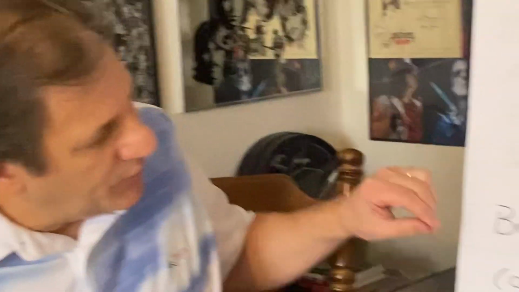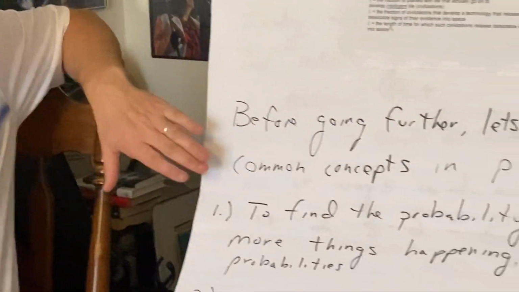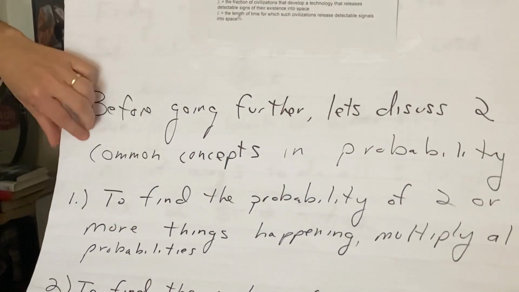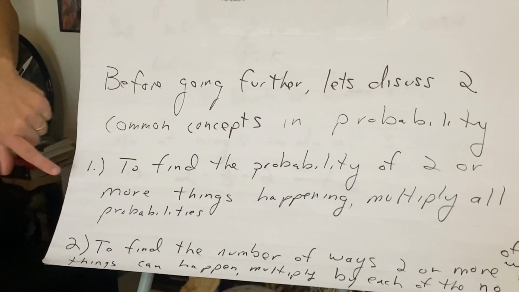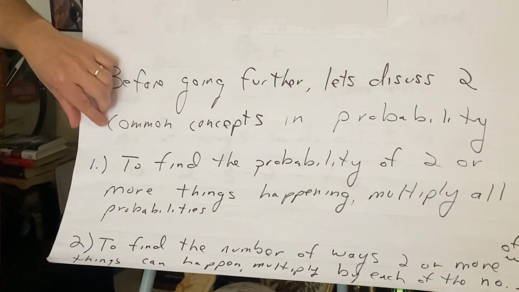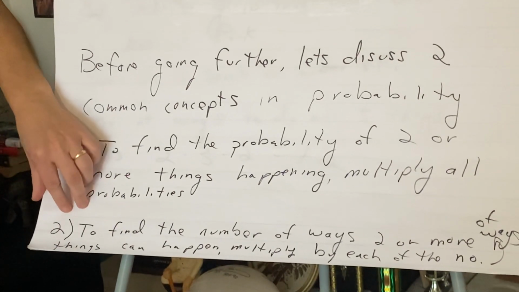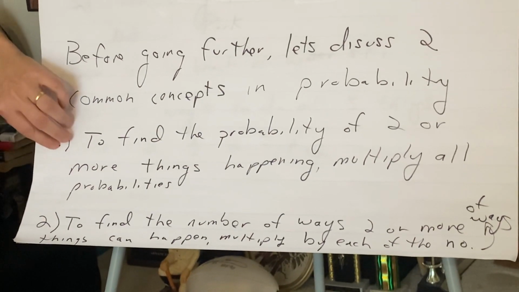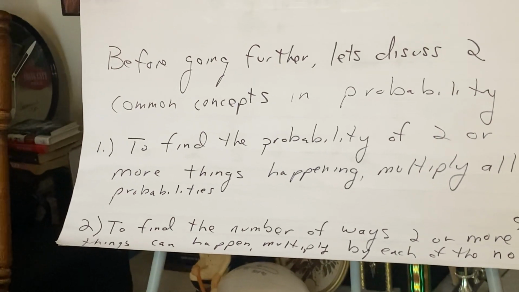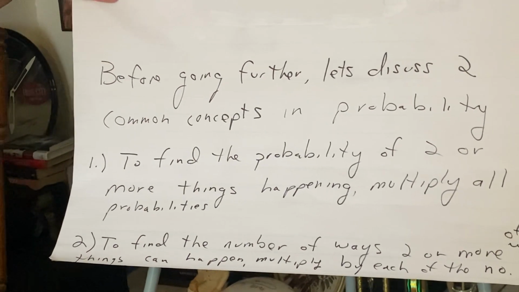The equation looks kind of intimidating, but I'm going to break it down to show that the concept is actually pretty basic. Before going further, I want to discuss 2 common concepts in probability that are related to this. What are those concepts? Number 1 is to find the probability of 2 or more things happening, you multiply the probabilities. Number 2 is to find the number of ways 2 or more things can happen, you multiply by each of the number of ways. I'm going to give an example of each.